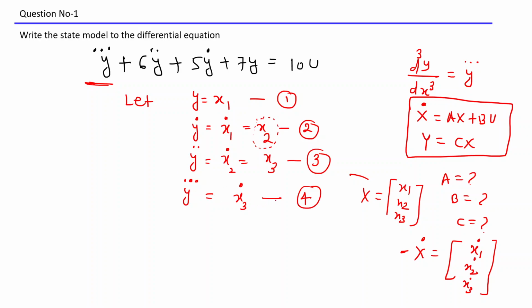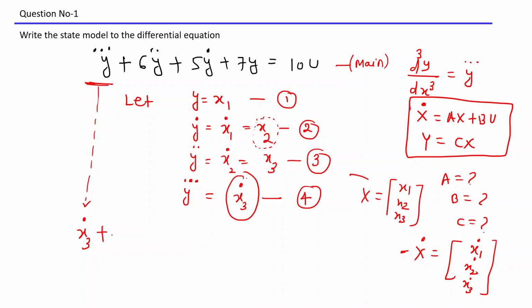Now you plug all these values into this equation, the main equation. Okay, you can say this is the main equation. Put all these values in the main equation. So what I put in the main equation: y triple dash is nothing but your x3 star. Okay, so I'm putting this value here. This term is x3 star.